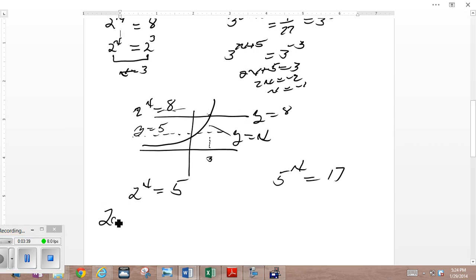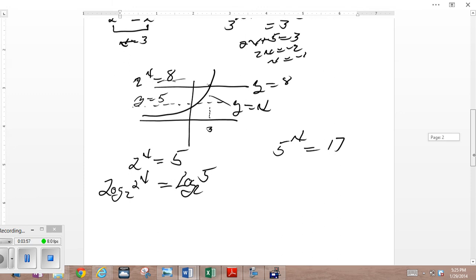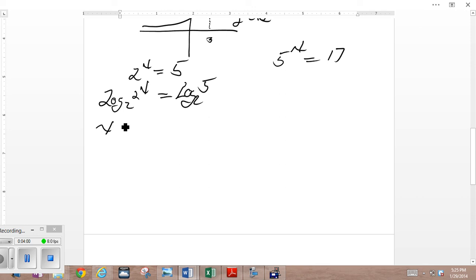So I'm going to take the log base 2 of 2 to the x, and the log base 2 of 5. Well, log base 2 of 2 to the x, by incorporating our appropriate rules here, would give us x log 2 of 2 is equal to log 2 of 5. All right, and of course, log 2 of 2, this thing right here should be identified as 1. So it says x is equal to the log base 2 of 5.